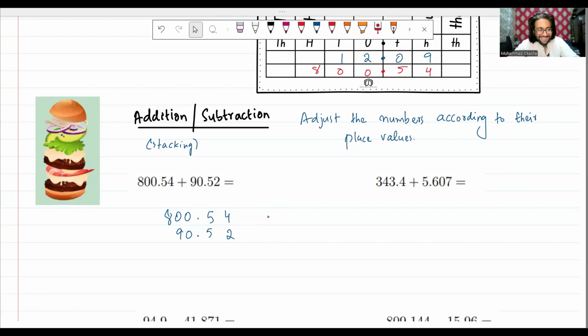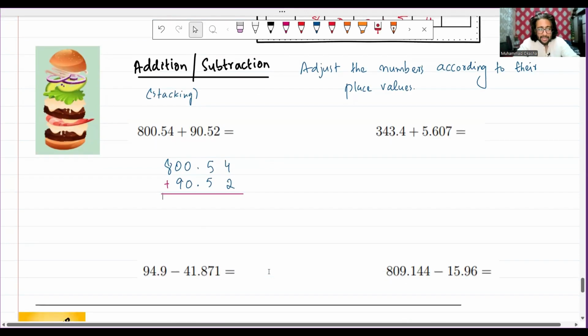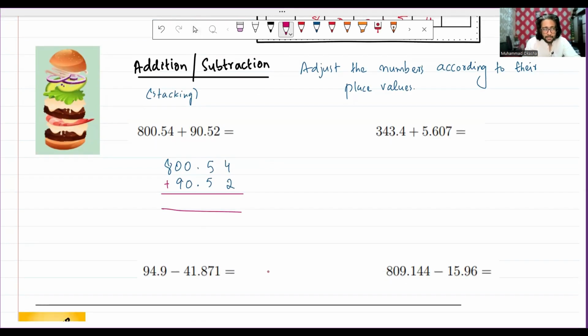Okay, so if I'm adding, that's how I will add. I think adding from this point onwards is simple. 4 plus 2 is 6, 5 plus 2 is 7. Point, 0 plus 0 is 0, 9 and 8. So 890.76, as simple as that. Right. 3.4 plus.